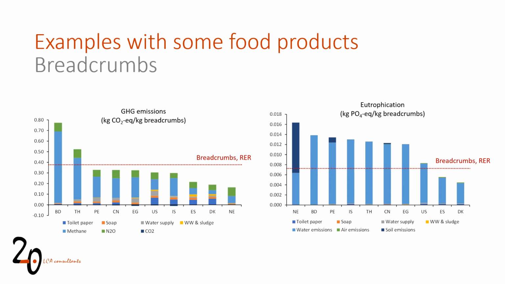If we jump to bread, and this is not fresh bread, it's breadcrumbs, so it's a bread with a high content of dry matter. We see the same pattern in terms of high to low impact countries in terms of human excretion. Again, we see a high impact from methane in greenhouse gases, and as in bananas, we can see that the impact of human excretion is relatively high when compared with breadcrumb production, both for greenhouse gases and eutrophication.